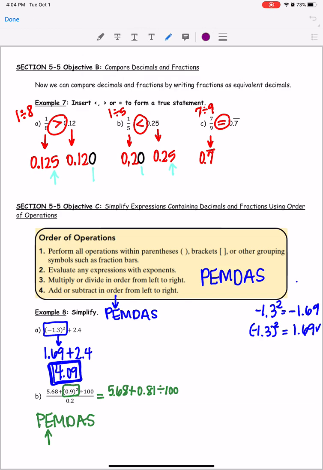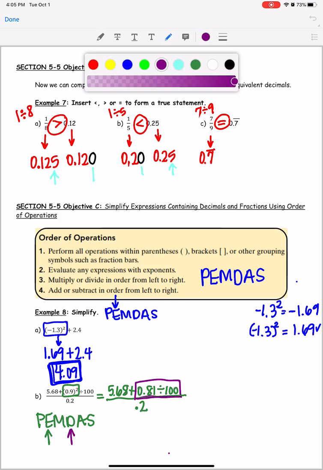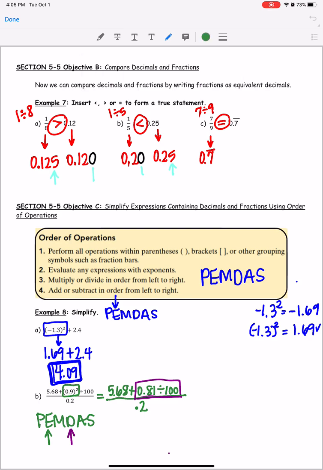Now my order of operations tells me to divide. So I'm going to divide this. And by the way, this is all over 0.2, right? So don't forget that bottom part of that fraction. That was my bad. Okay, so now divide. So 0.81 divided by 100 makes us 5.68 plus 0.0081, and that's all over 0.2.